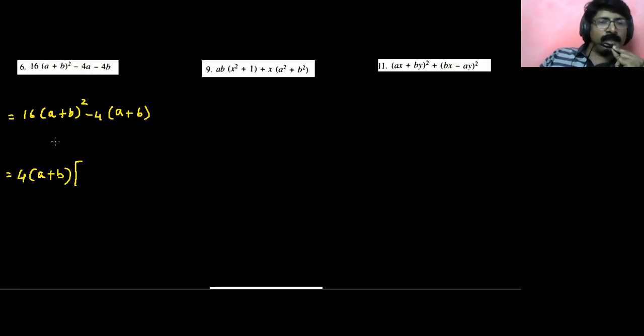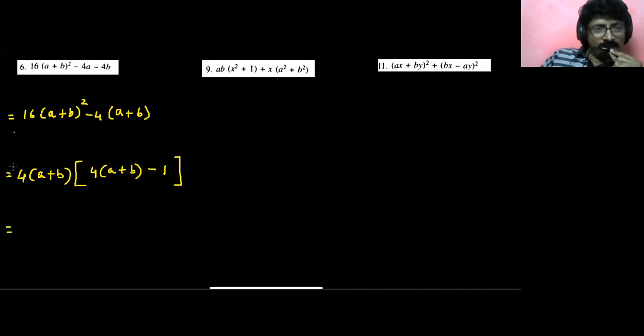And now inside the bracket, what will be left over? 16. 4 words are 16. 4 sir. A plus b words are square. A plus b. I hope you understood. Minus 4. 4 words are negative 4. Minus 1 sir. A plus b words are A plus b. Nothing. Sir. So one side itself, isn't it?